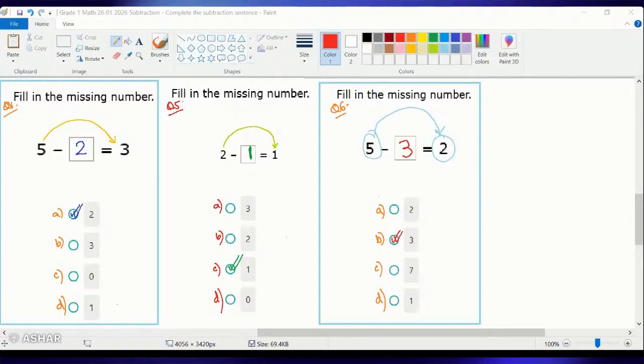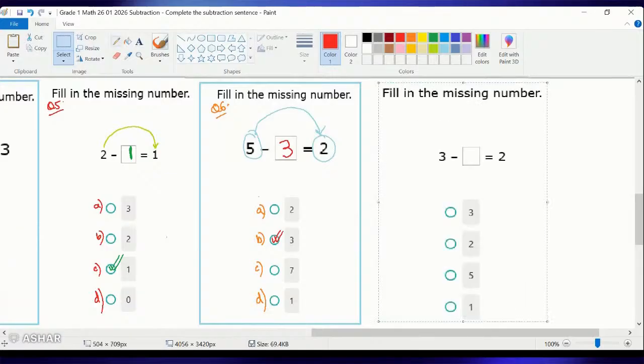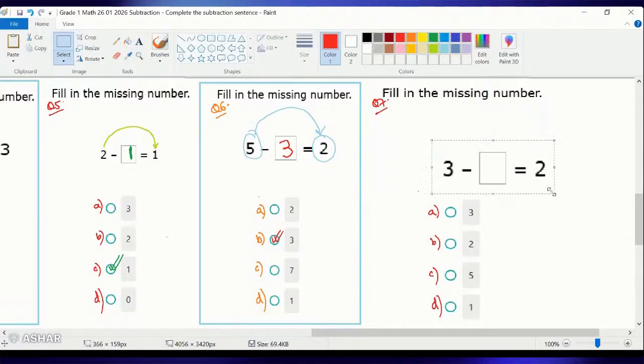Moving on to the next question that says, fill in the missing number. That is 3 minus something should be equal to 2. This is our question number 7. And the options given are A, B, C, and D. Thank you. What about the next question? 3 minus something should be equal to 2.